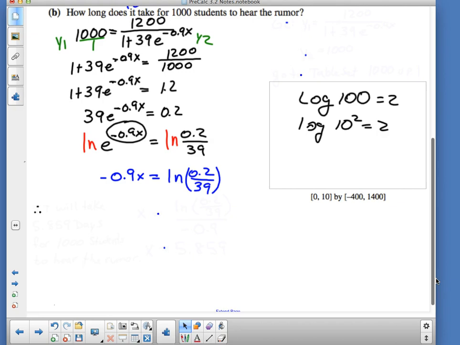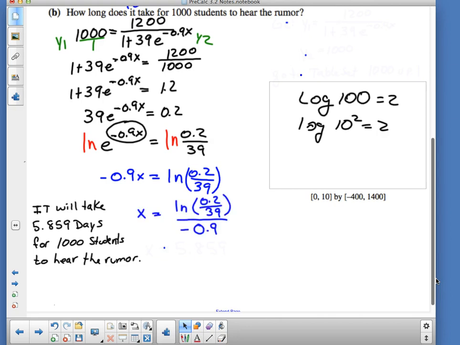Now, at this point, I've got x on the main line, and I can solve as normal. I have this in my calculator: the natural log of 0.2 divided by 39, with parentheses and everything, so make sure you put it in that way. I'm dividing that value by negative 0.9. What I need you to do is get that in your calculator and make sure you can come up with the same answer I do. Part of this is not just doing it or figuring out that we can do it, but to experience it and know that you can do it.